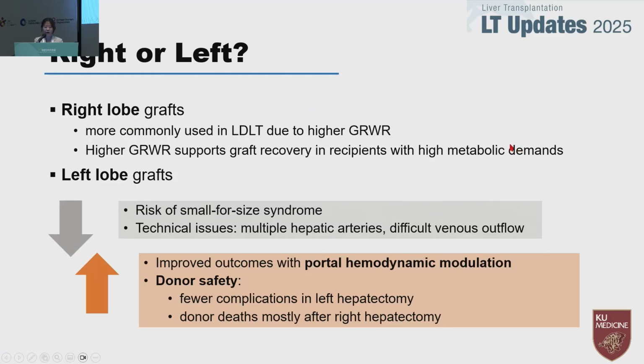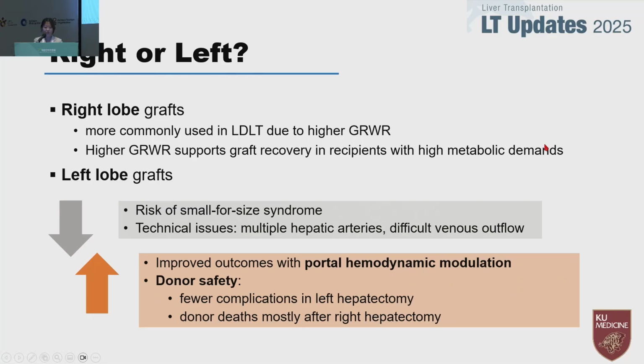Still, right lobe grafts are more commonly used in LDLT due to higher GRWR. Higher GRWR supports graft recovery in recipients with high metabolic demands. However, left lobe graft remain an important alternative when right lobe donation is limited by small future liver remnant.